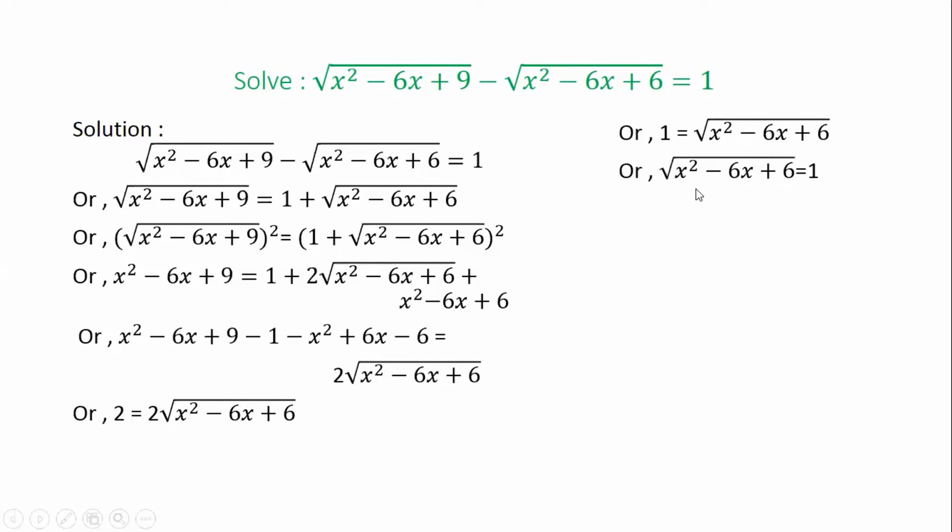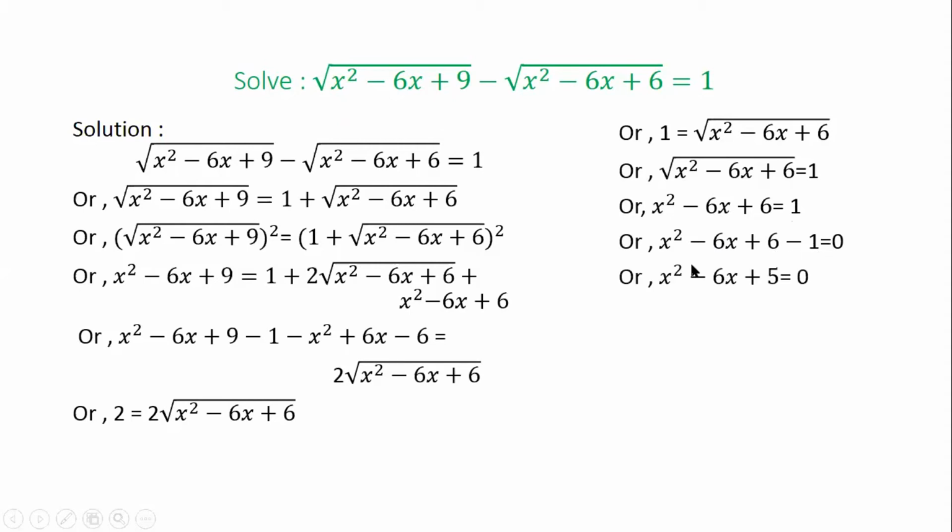If we take square on both sides, then we get x square minus 6x plus 6 equal to 1. If we change the side of 1, then we get x square minus 6x plus 6 minus 1 equal to 0. After calculating, 6 minus 1 equal to 5. Then we get x squared minus 6x plus 5 equal to 0. But if we take middle factor for minus 6x, then we get x squared minus 5x minus x plus 5 equal to 0.